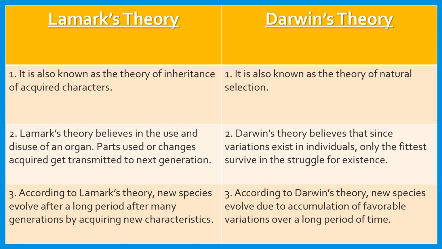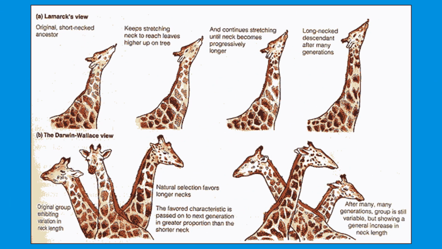According to Lamarck's theory, new species evolve after a long period, after many generations, by acquiring new characteristics. According to Darwin's theory, new species evolve due to accumulation of favorable variations over a long period of time. Here you can see a picture of a giraffe having a long neck. According to Lamarck's view, originally the ancestors of giraffe had short necks. They kept stretching their necks to reach the leaves higher up on the tree and continued stretching until the neck became progressively longer, and the long-necked descendants appeared after many generations.